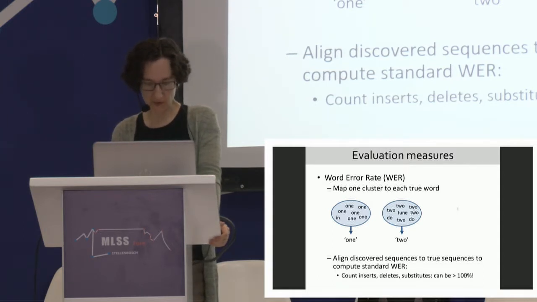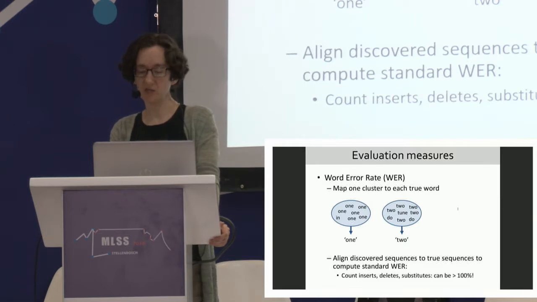And then the other thing to notice is that this way of mapping, this one-to-one mapping that I'm describing here, is actually pretty strict, right?